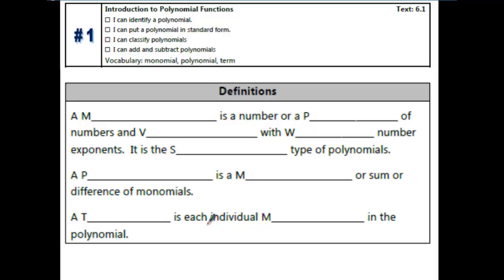Today we'll be talking about polynomial functions. So let's get started with some definitions.